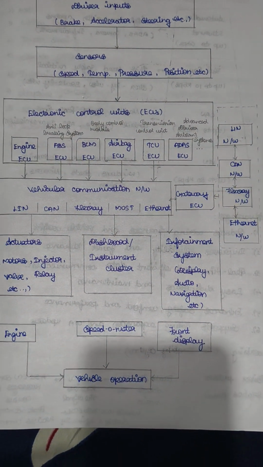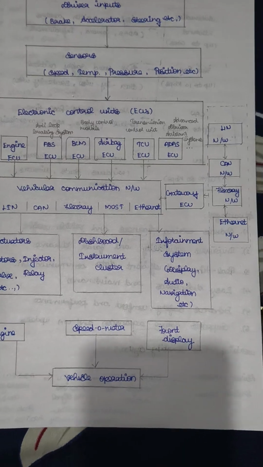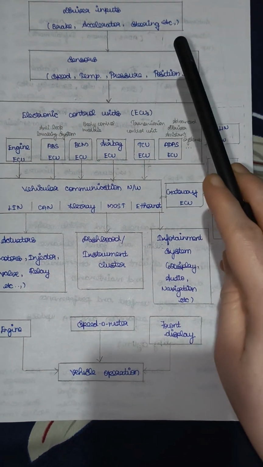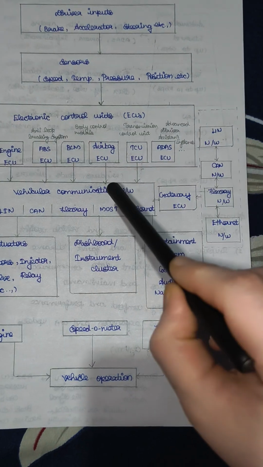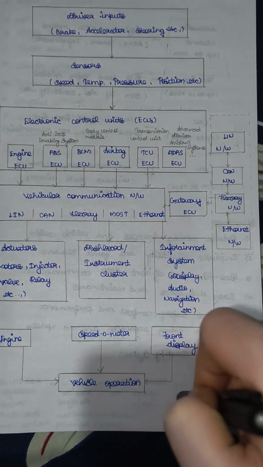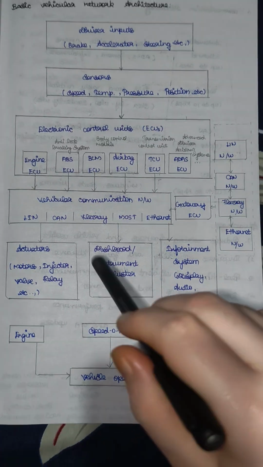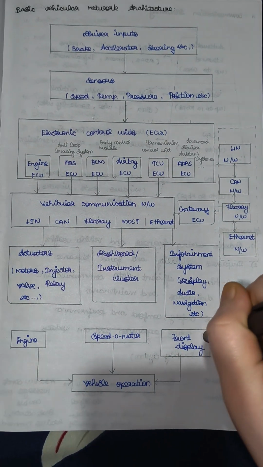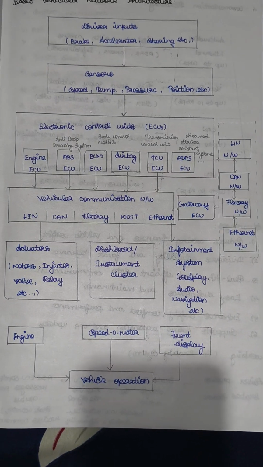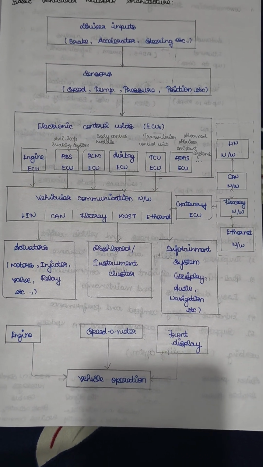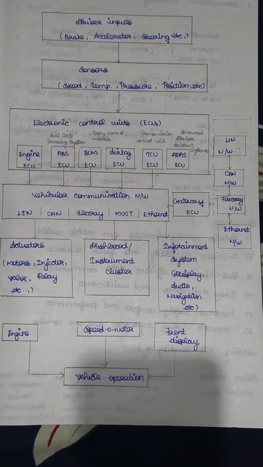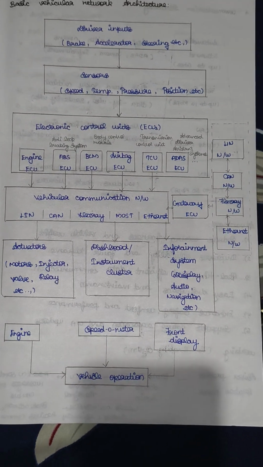Therefore, the basic architecture can be understood as driver inputs, sensors, ECUs, communication networks, actuators, and vehicle systems. This is the major thing presented in the basic vehicle network architecture. In the next part of vehicle network architecture, we will see the communication hierarchy, advantages, and then the applications of vehicle network architecture.